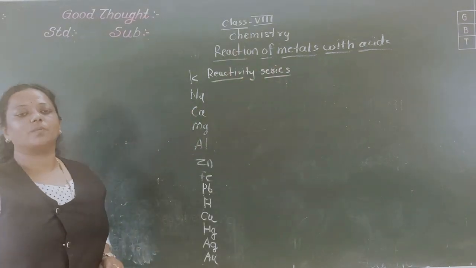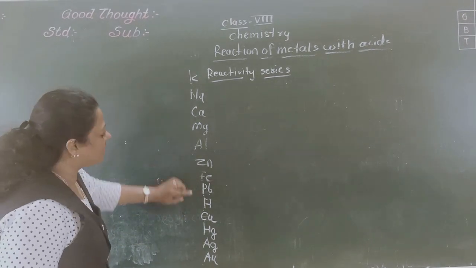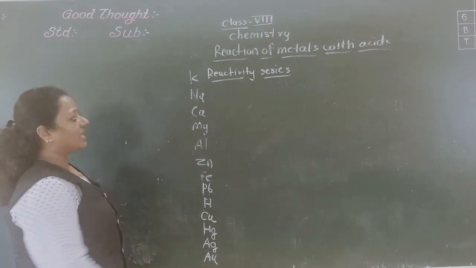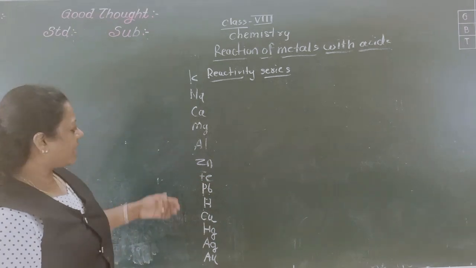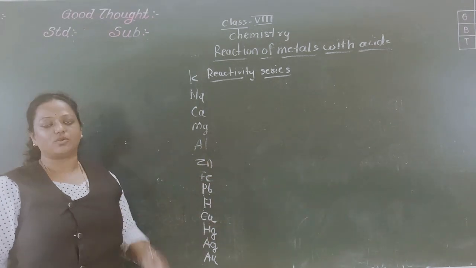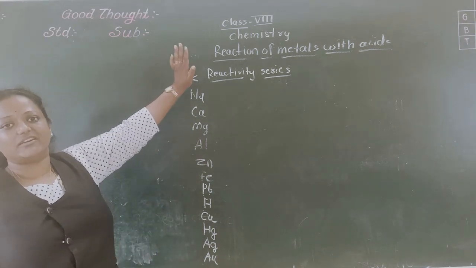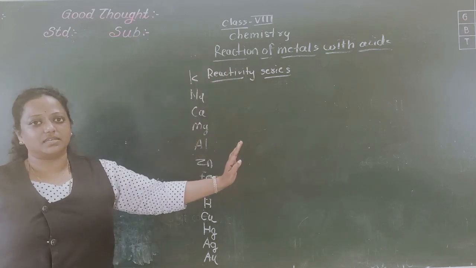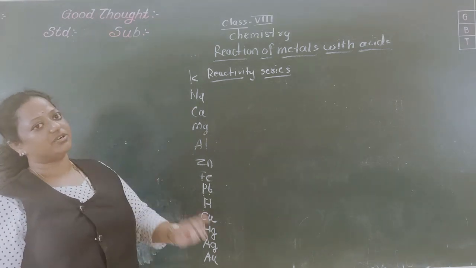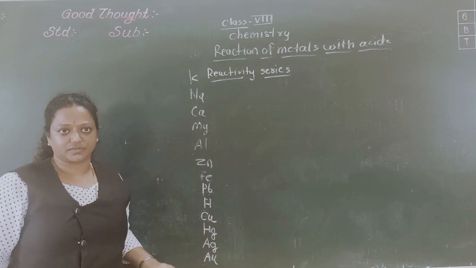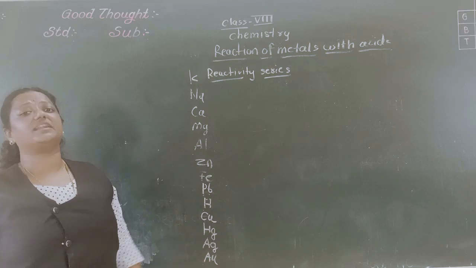Okay, students. The metals which are above hydrogen in the reactivity series, like potassium, sodium, calcium, magnesium, aluminium, zinc, iron, lead, and then hydrogen. The metals which are above hydrogen will definitely react with acid. They will definitely react with dilute acids also, not only concentrated acid. Understood? This is the first important thing you should know: which metals will react with acid.